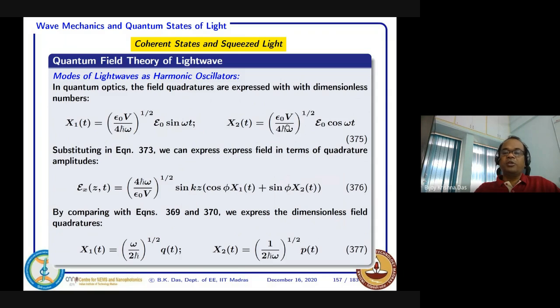You know, V is the volume. So depending on the volume, your field quadratures actually depend on it. More volume means the field quadrature expression will be more. So V is included in the quadrature, but ultimately E naught is what matters. So you have scaled with V, and of course photon energy, all this type of thing. And again sin omega t and cos omega t are the two quadratures, the same as we discussed in the previous slide.